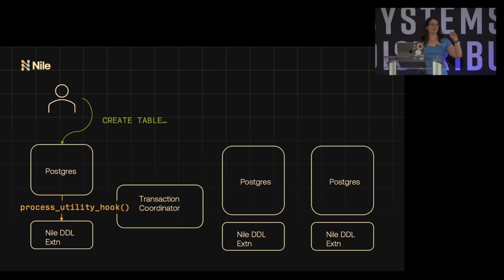What is a utility in Postgres? Turns out that utility is absolutely literally everything, with the exception of select, insert, update, and delete. Those are not utilities. Everything else is a utility, which puts us in a great place. We get called all the time, so this is fantastic. And in this example, when someone does create table, we get called.